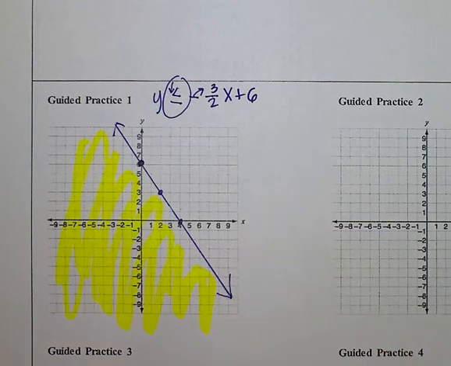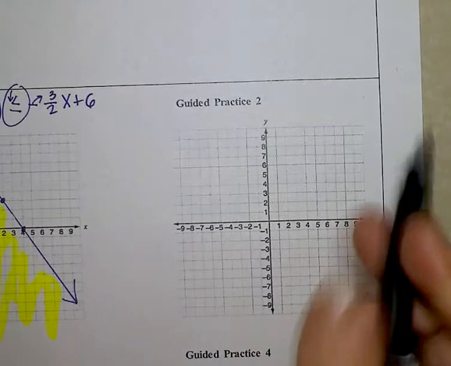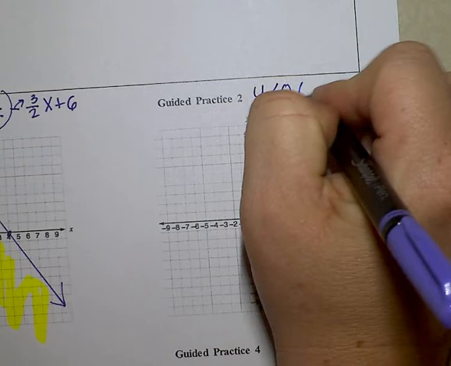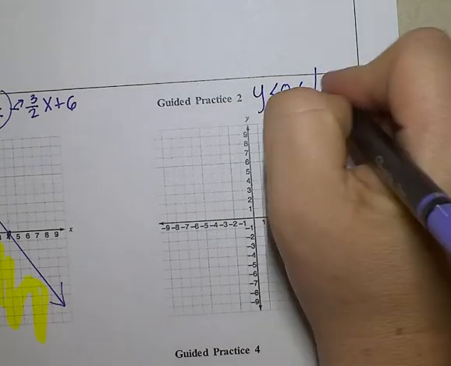This happens to be linear. It's just a straight line. You're going to notice in example number 2, we're going to work with absolute value. Please write down for guided practice number 2 the following absolute value inequality.